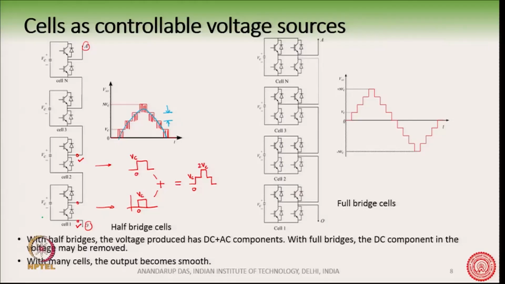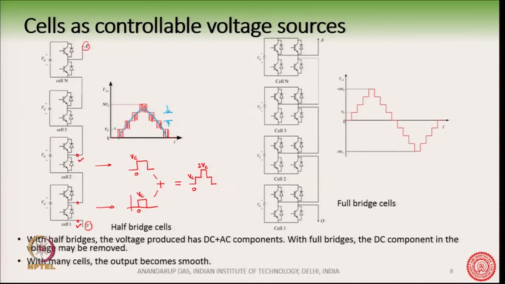Now, in this particular case, we can see that between A and O, the voltage that can be produced can vary between 0 and n Vc. That means the voltage produced has both DC and AC component. There is a DC component here, because the voltage is between 0 and n Vc, there is a DC voltage inside it, and whatever AC we want to produce can also be embedded inside that. So, this is what happens with a half bridge.